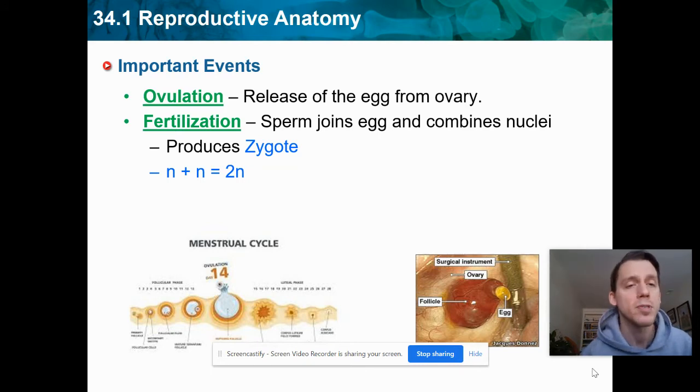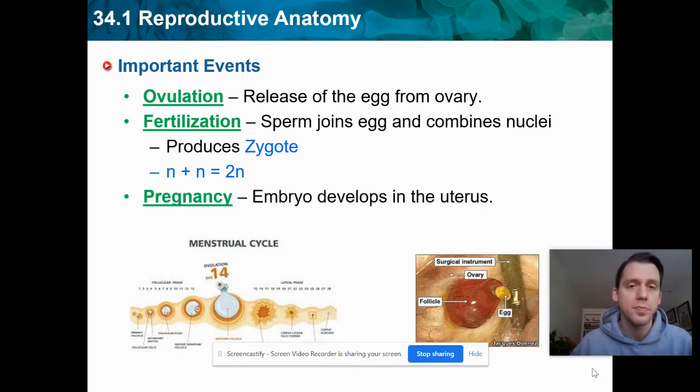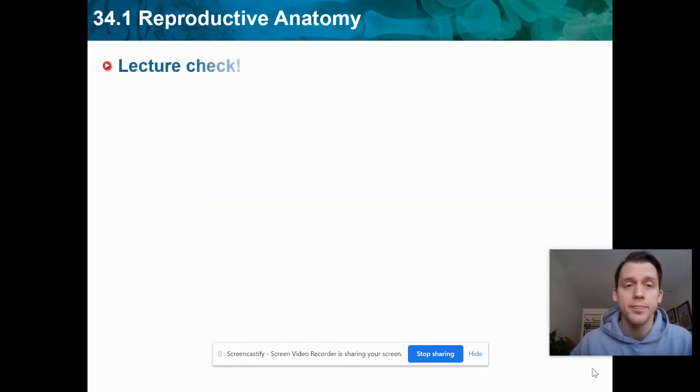So the N represents haploid. So a haploid cell plus a haploid cell equals 2N. 2N is a diploid cell. And after fertilization, pregnancy can occur, which is when the embryo starts developing and it develops in the uterus.